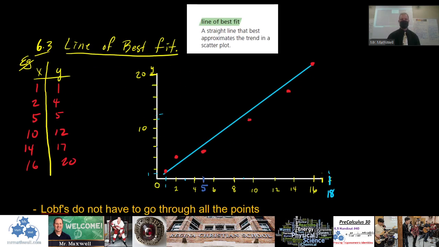Okay. 6.3, we started talking about lines of best fit. So to draw a scatter plot, if you have an x column and a y column like this, the point 1, 1 would be a point over 1, up 1. That's this red one. The point 2, 4, over 2, up 4, over 10, up 12, over 16, up 20. And if you plot all those points, you get the red points on the graph here, right?